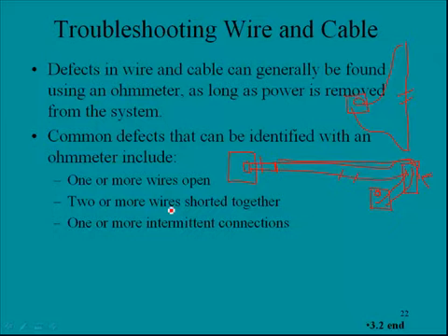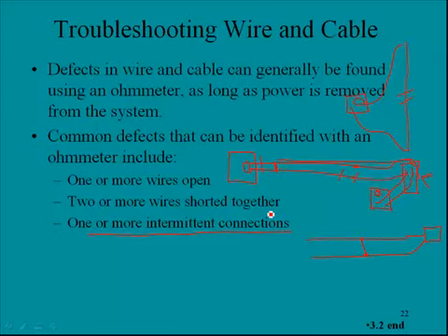Then you have the situation where two or more wires are shorted together. Let's just have another application here. If these two wires are shorted together, and the ohmmeter is inserted into the circuit and you measure from here to here, and there's a short here, you're going to see a dead short where there probably should be an open. One of the more difficult problems is one or more intermittent connections.